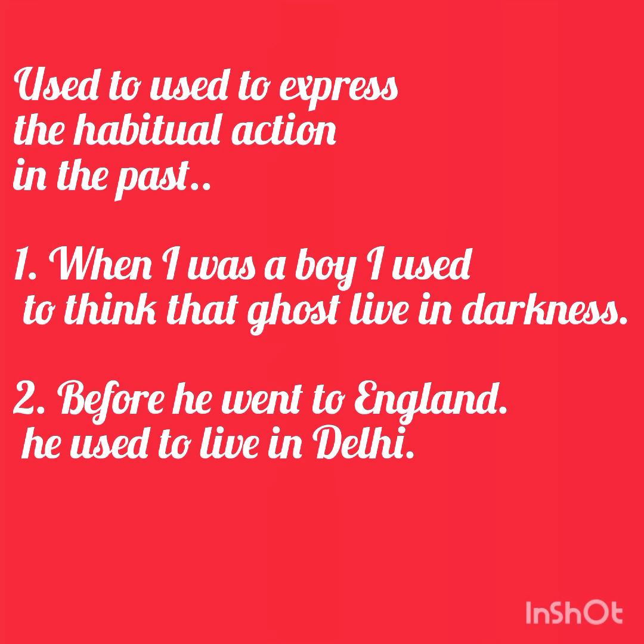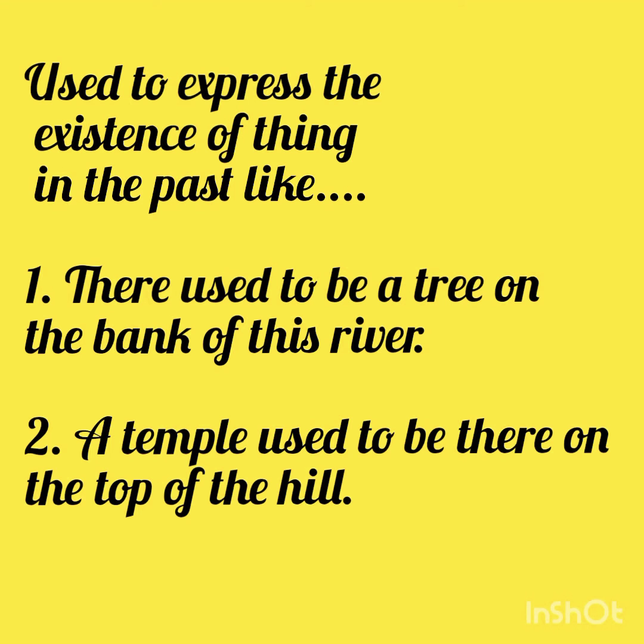Used to is very important because it expresses the habitual action in the past. Like when I was a boy, I used to think, मैं क्या सोचता था, that ghosts live in the darkness. Before he went to England, he used to live in Delhi. कहाँ रहता था? दिल्ली में रहता था. And expressing the existence of things in the past, there used to be a tree on the bank of this river, river के किनारे पर tree हुआ करते थे. A temple used to be there on the top of the hill, right?